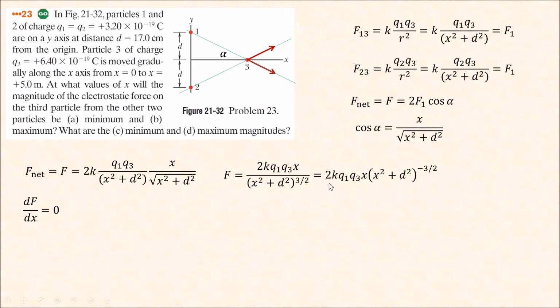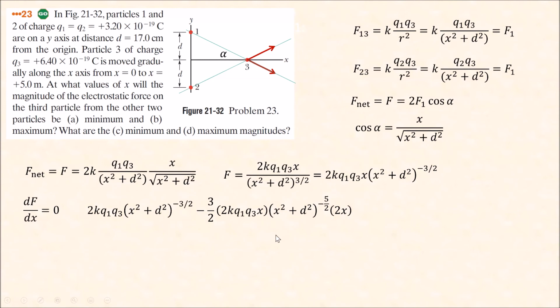So what is the derivative of F with respect to x? This is a product. 2k q1 q3 is all constant. It is a product of x and this expression of x. So we use the product rule: derivative of x times that, plus derivative of this times x. Derivative of x is 1, times the rest of it, (x squared plus d squared) to the power negative 3 half, plus the derivative of the rest times x. The derivative of this expression is negative 3 half times the expression to the power of negative 3 half minus 1, times the derivative of what is inside from the chain rule, that would be 2x. And then times the rest of it, which is x.